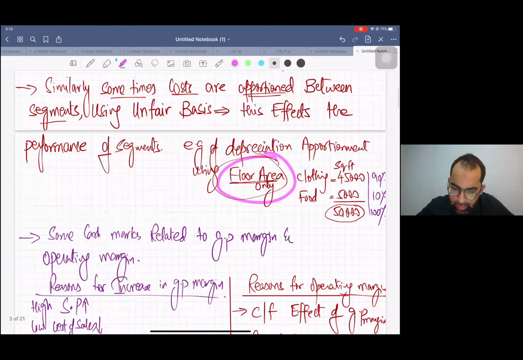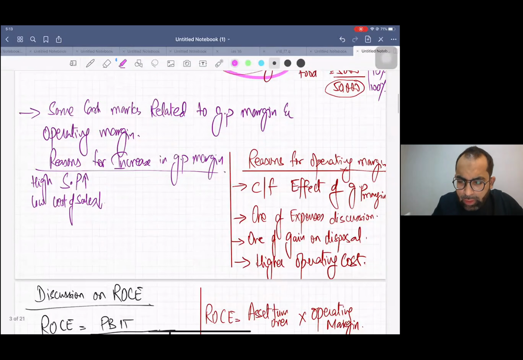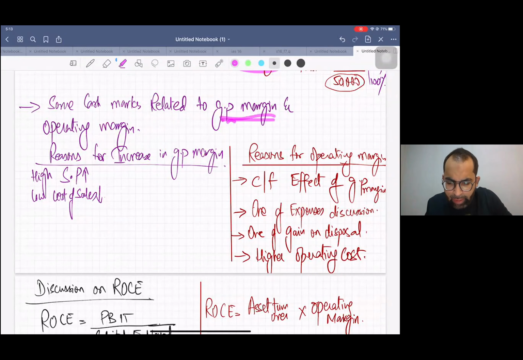Now, these are a few things which are very common in many questions. That's why I've written here many questions. If you see, like in 10 questions straight away, GP margin, operating margin, that's a very common thing. Listen, and you must know these few points. What's the reason for an increase in GP margin? Normally when selling price goes up, GP margin goes up, selling price goes down, GP margin goes down. That's the first factor. And the second factor is cost. When cost of sales goes down, margin goes up. Okay, so don't forget these two.